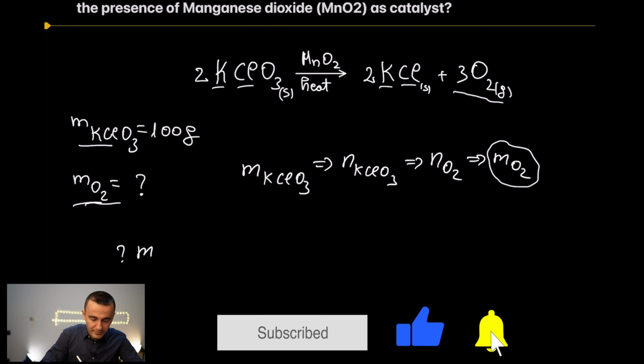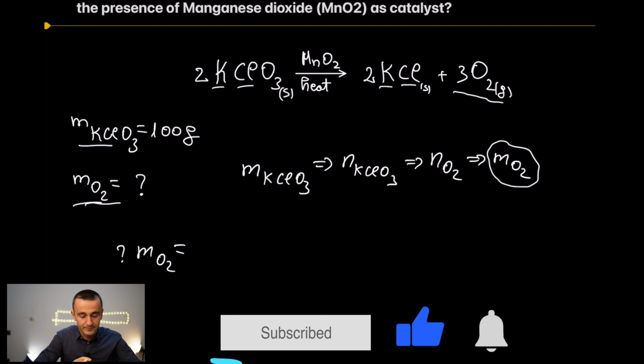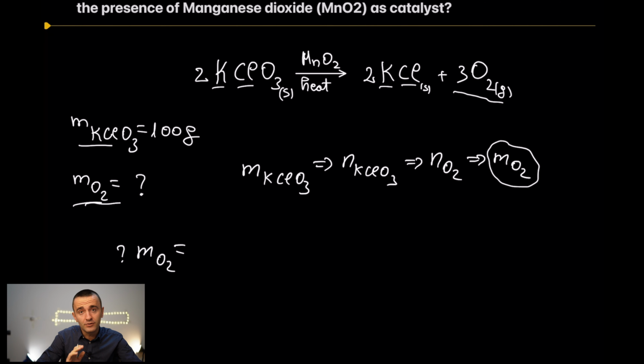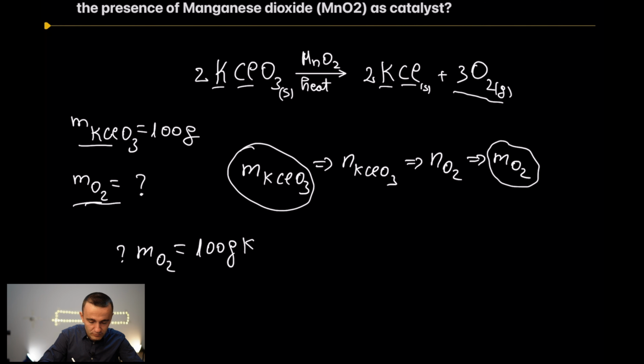So we need the mass of oxygen is going to be equal. After that, we are going to place what we have. We have the mass of potassium chlorate, that is 100 gram potassium chlorate. Always place the units, because by placing the units, you can simplify that step by step and you make sure that you are not doing any mistake.